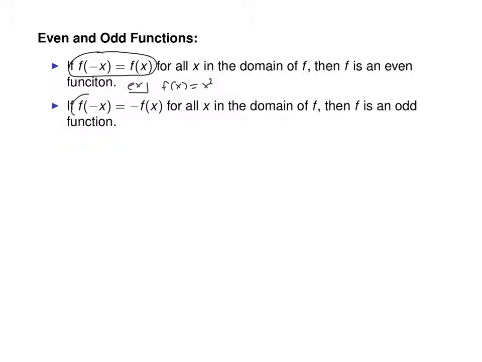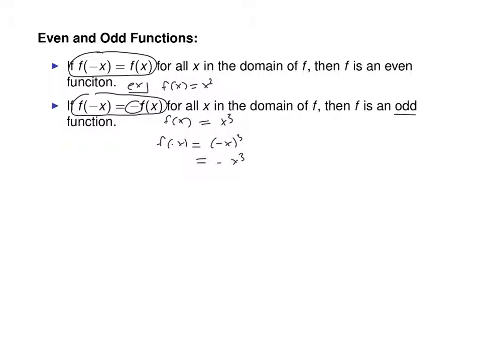If f of negative x is the same as taking and negating your original function, that is called an odd function. And the easy example is x cubed. So when you plug in negative x, you input it in parentheses. And then if you multiply a negative by itself 3 times, you get negative x cubed, right? So negative the original function.